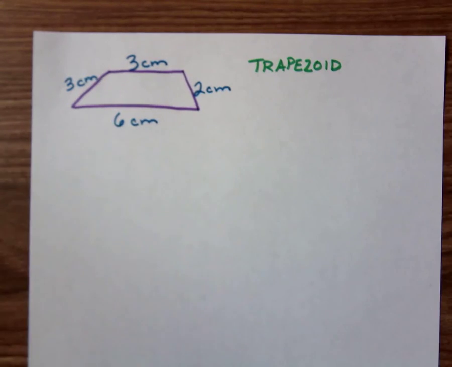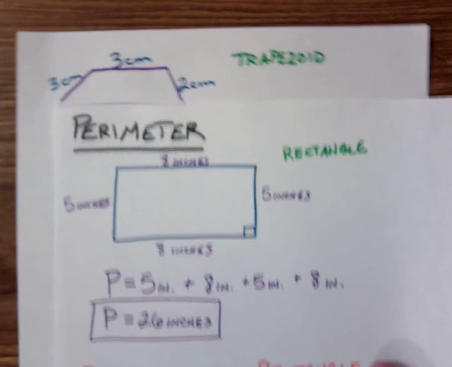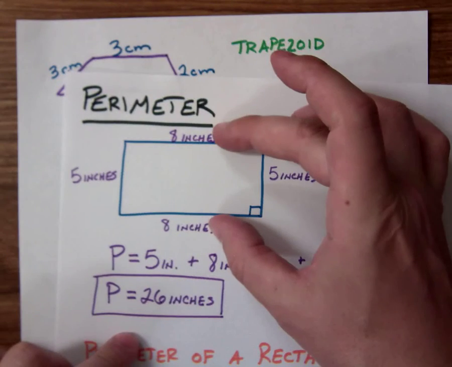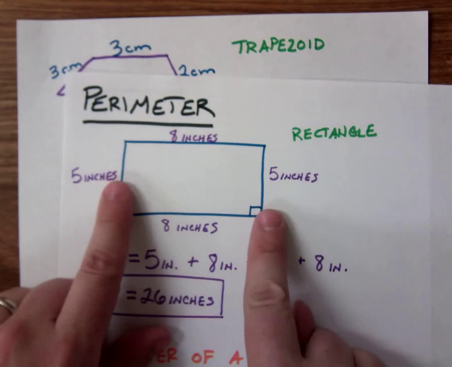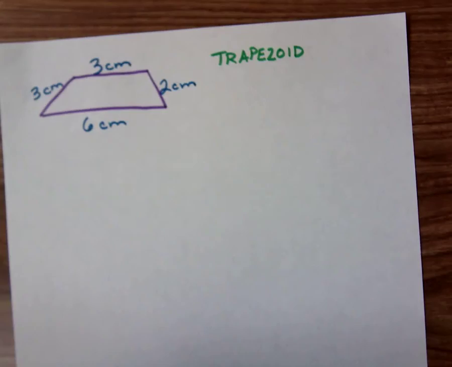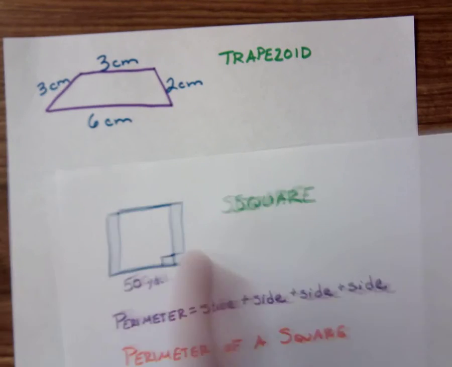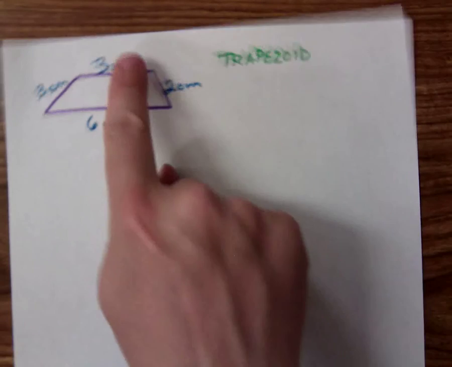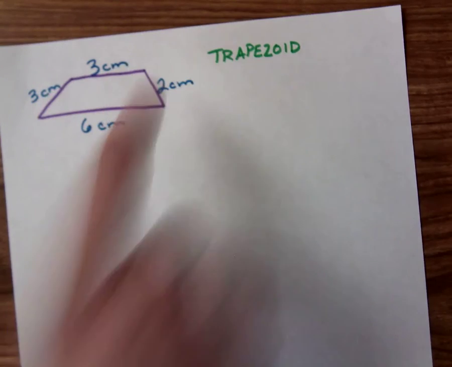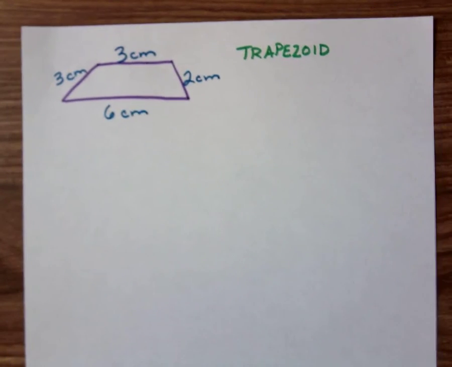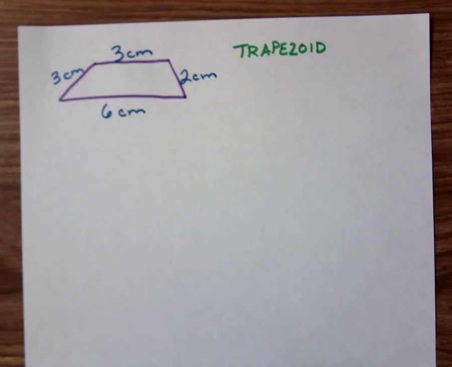Now, if you compare that to our rectangle, the top and bottom were parallel, but so were the left and right. Same thing with our square. In a trapezoid, it's just the top and bottom, not the left and right. Anyway, not really relevant to solving this problem, but if it ever comes up on Final Jeopardy, now you're prepared.